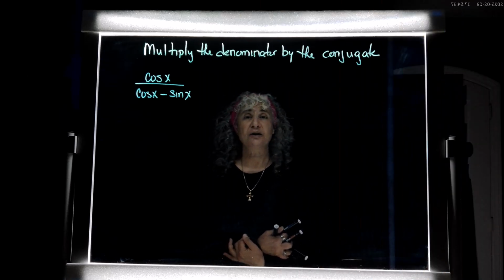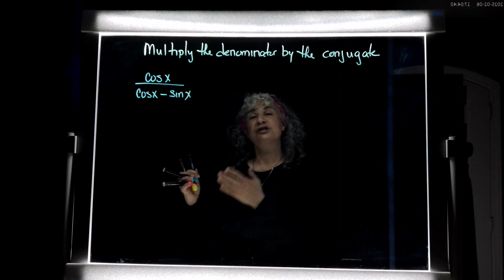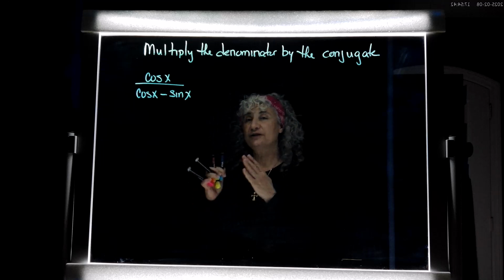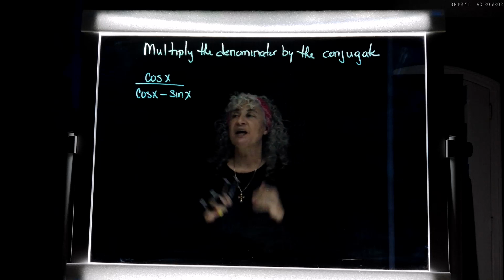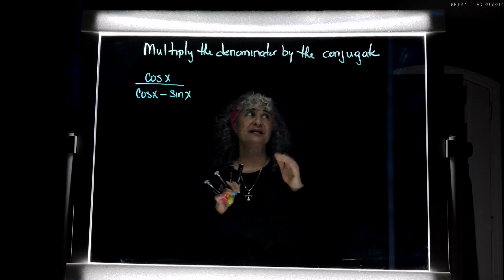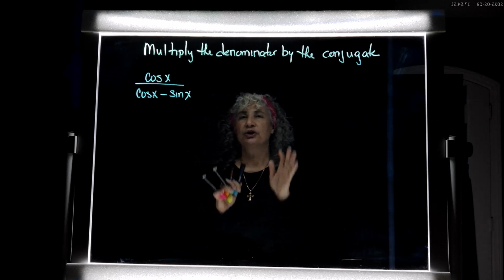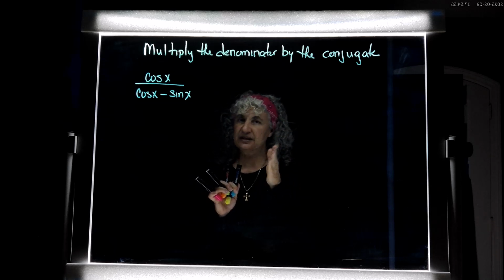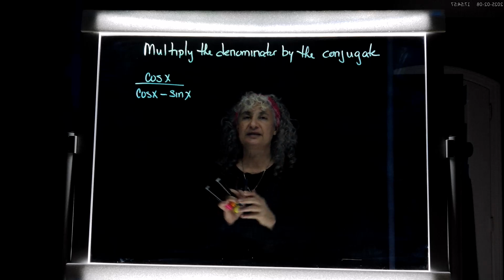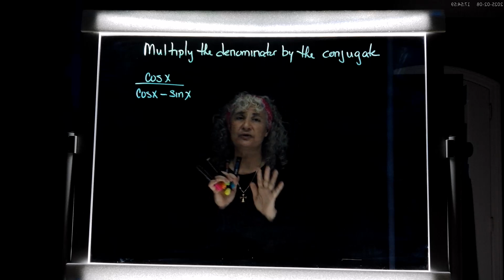Okay, let's talk about taking a rational expression involving trig functions and multiplying the denominator by the conjugate. Now, we have seen this word conjugate before. Remember what that means. The terms are exactly the same, but the sign in the middle is the opposite sign, because that helps to cancel things out.